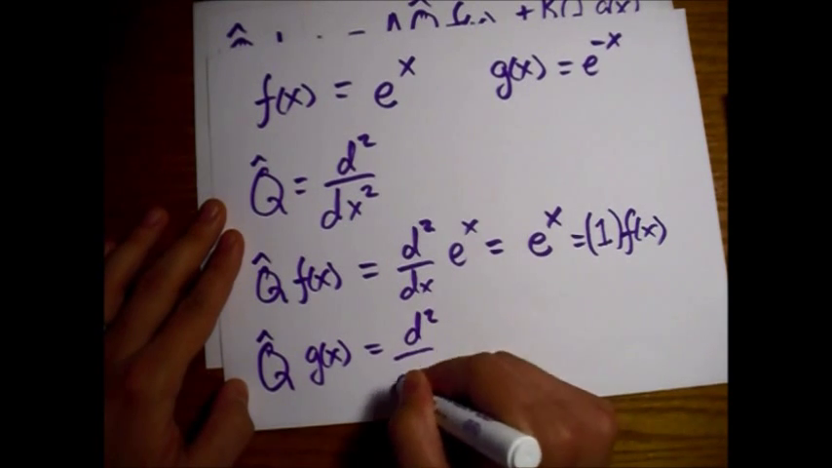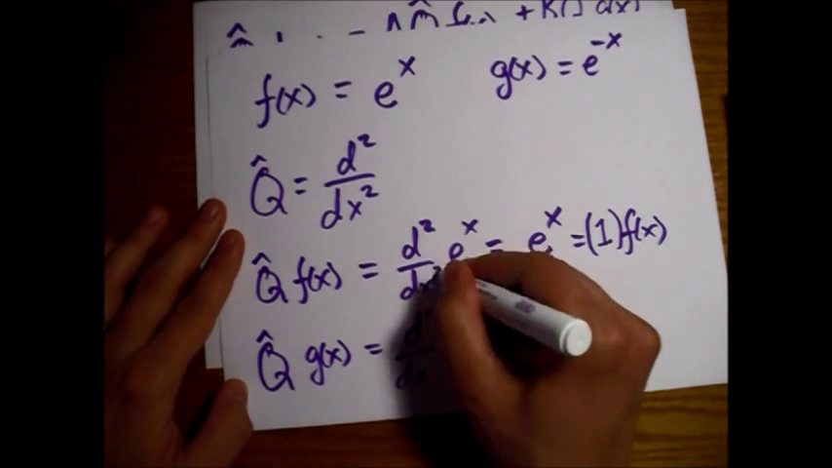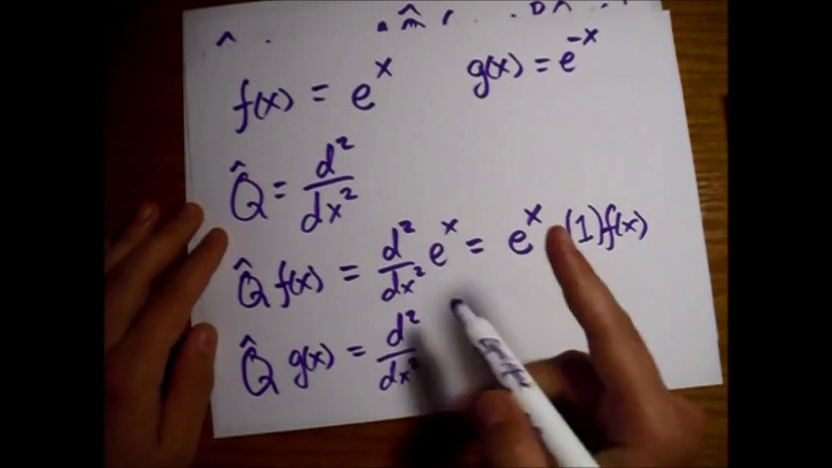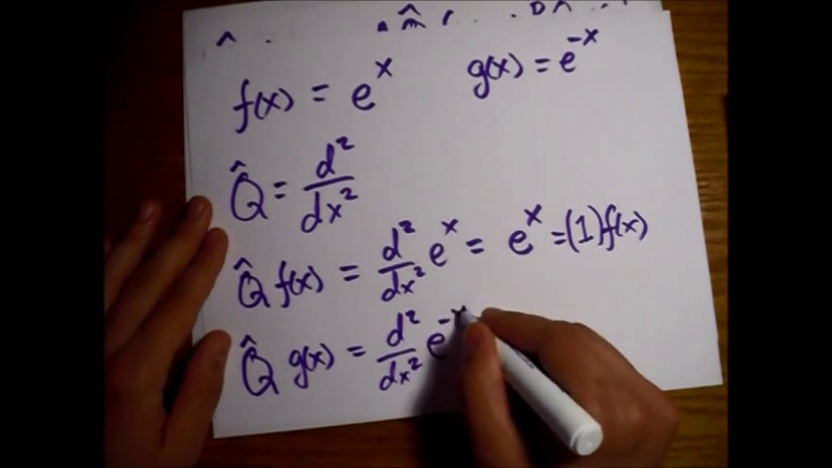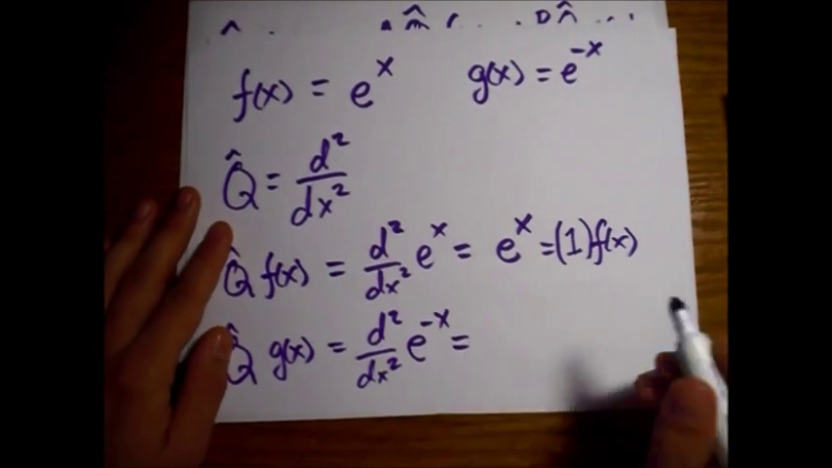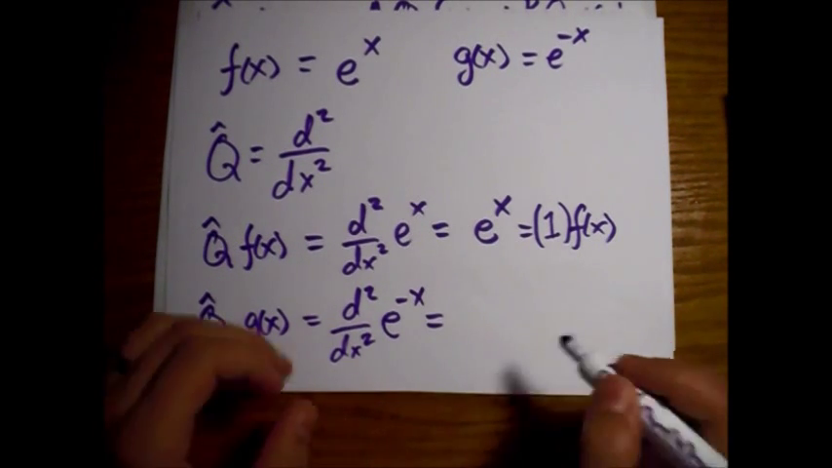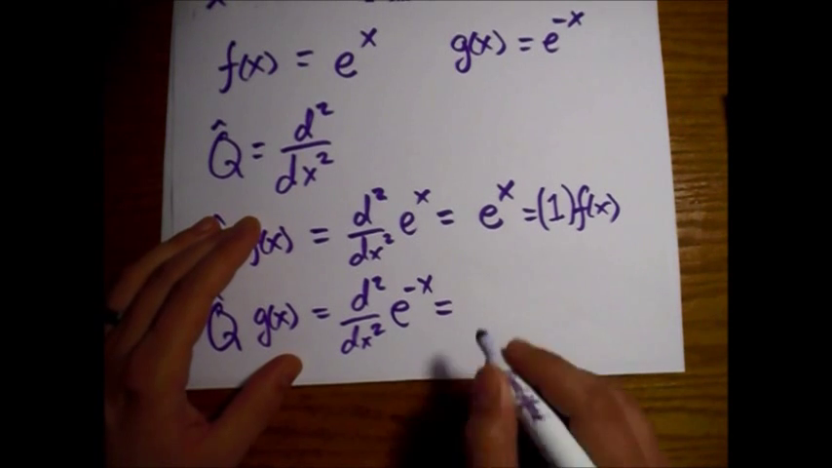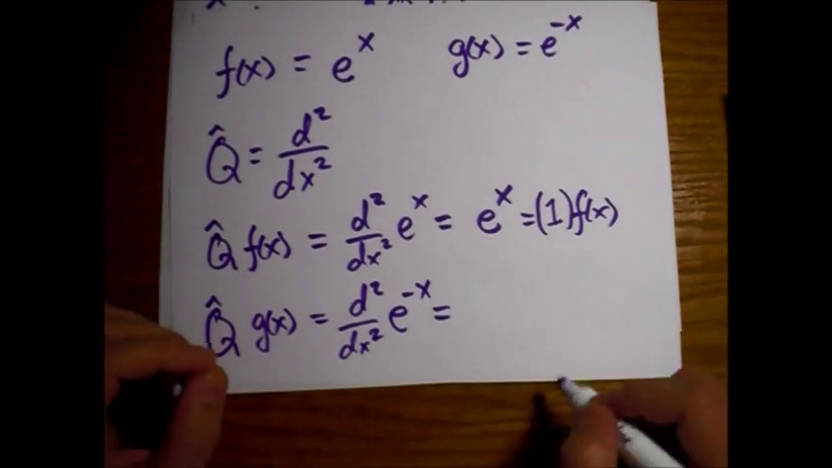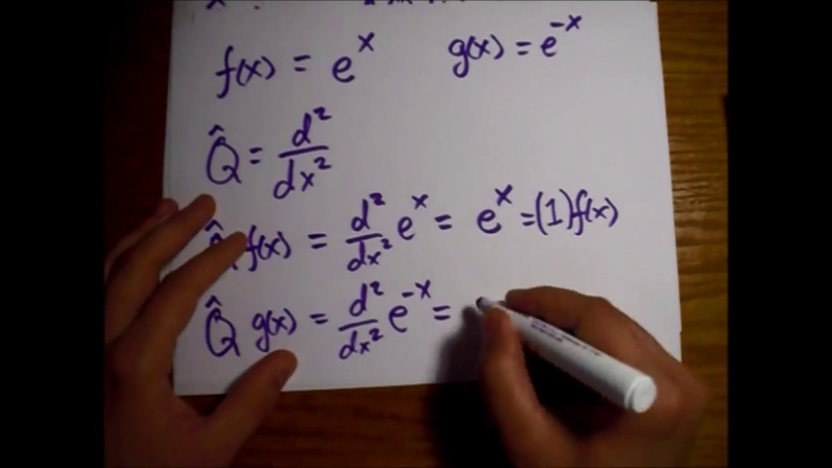D squared, d, oh, I forgot the 2 there. Yeah, this time we have e to the minus x, all right? So when we take one derivative of this, we'll end up with a minus e to the minus x. Okay, we may have space to write that.